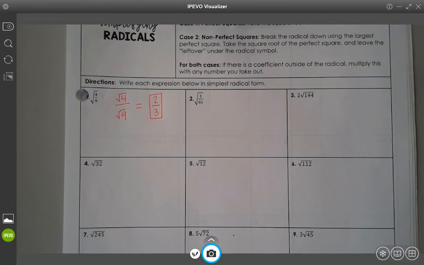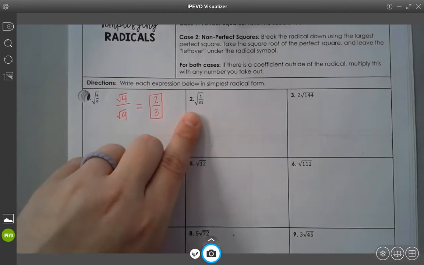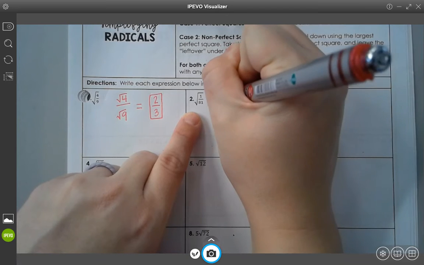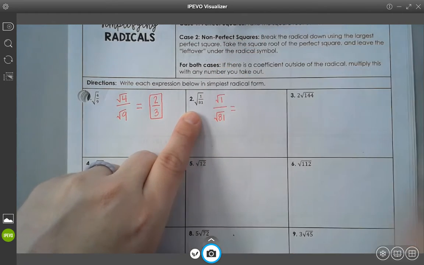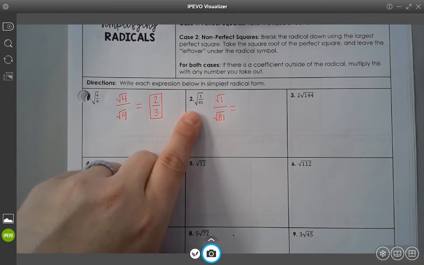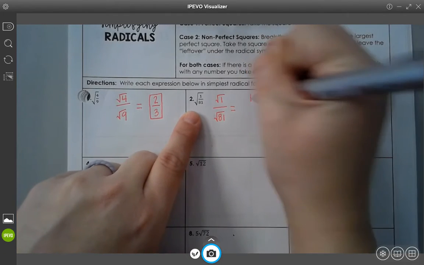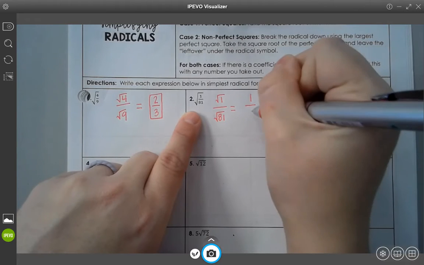All right, so let's go to number 2. We have the square root of 1 over the square root of 81. What's the square root of 1? 1. And the square root of 81? 9.